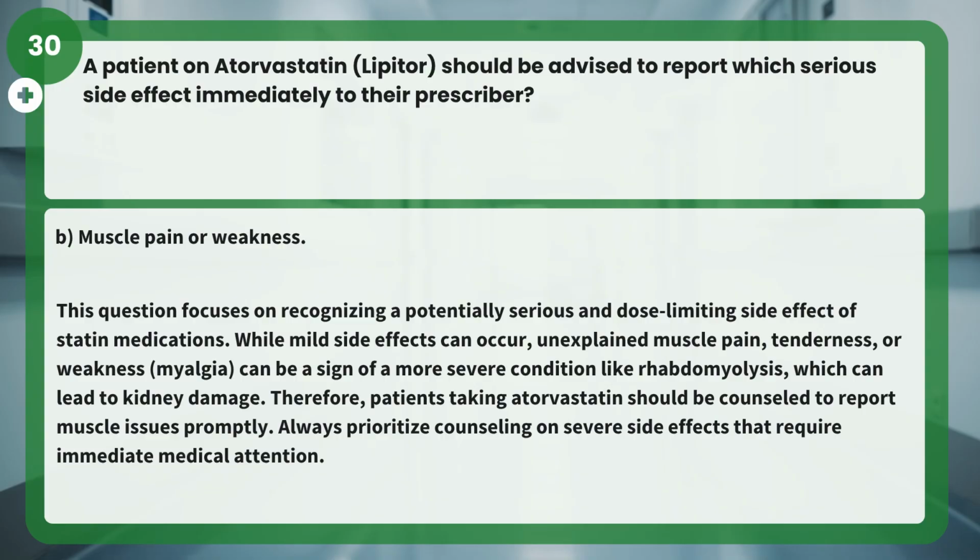While mild side effects can occur, unexplained muscle pain, tenderness, or weakness, myalgia, can be a sign of a more severe condition like rhabdomyolysis, which can lead to kidney damage. Therefore, patients taking atorvastatin should be counseled to report muscle issues promptly. Always prioritize counseling on severe side effects that require immediate medical attention.